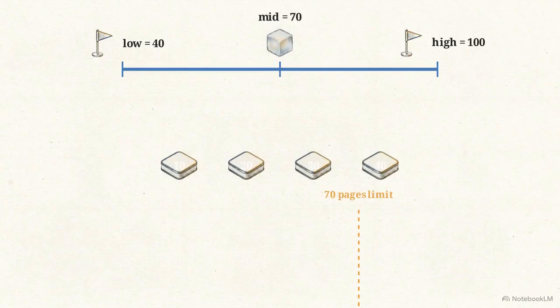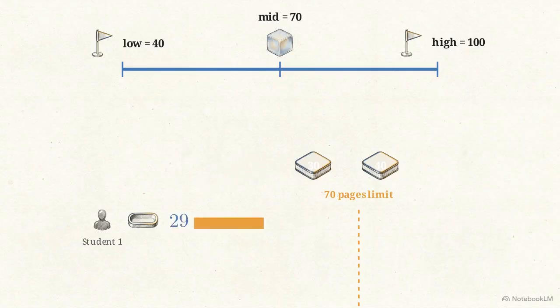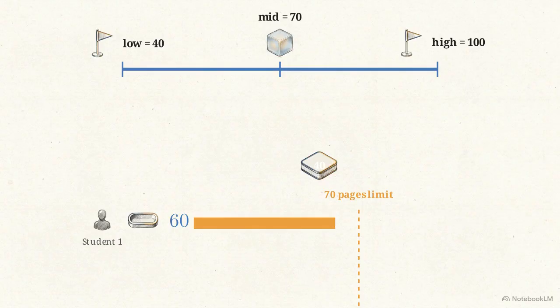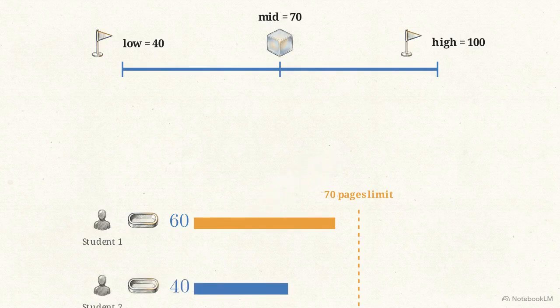Now we apply a greedy validation. Let's test a midpoint of 70. We will keep assigning books to a student until adding the next book would push them over that 70-page limit. Student 1 takes the 10, the 20, and the 30. That is a total of 60 pages. We stop there because adding the 40-page book would bring them to 100, which is higher than our 70-page limit.